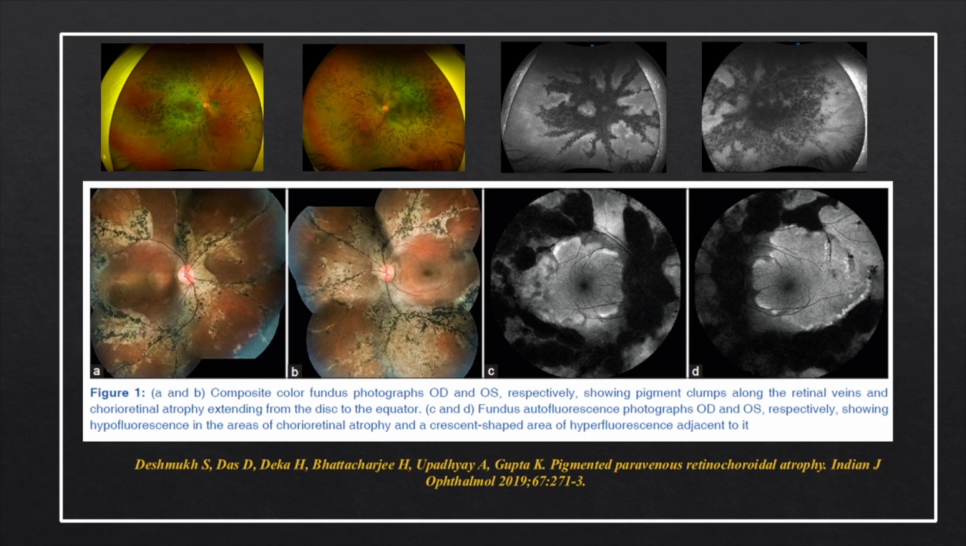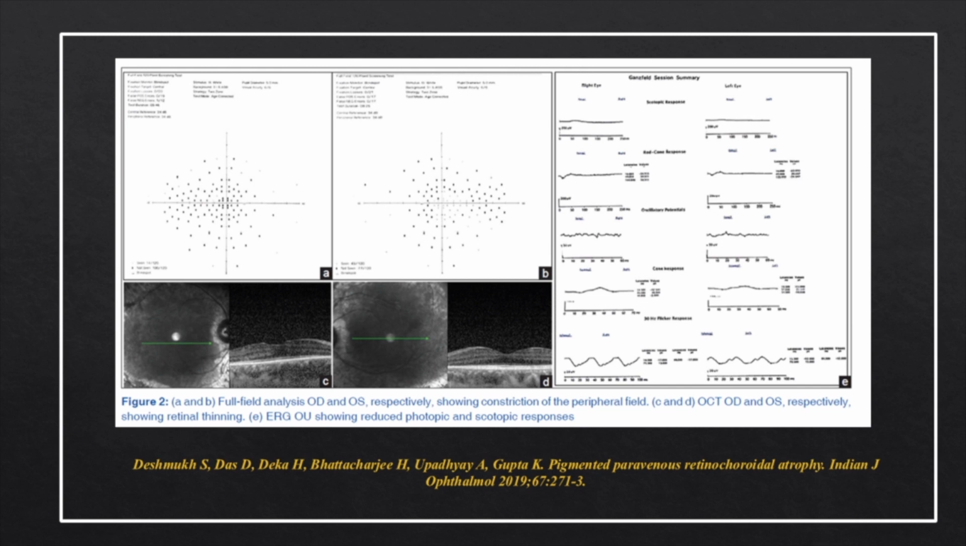So this is a photo essay published in the IJO, which shows the fundus images and the autofluorescence images, and I've put the images of our patient for comparison. This is almost similar, so we can think more in terms of PPCRA. Also, the visual fields, 120 points, the ERG and the OCT show similar findings like our patient.